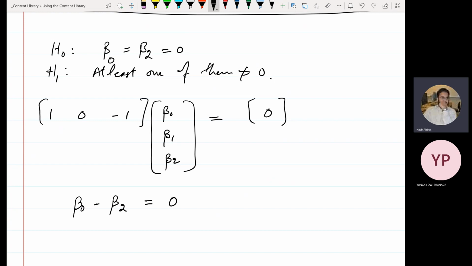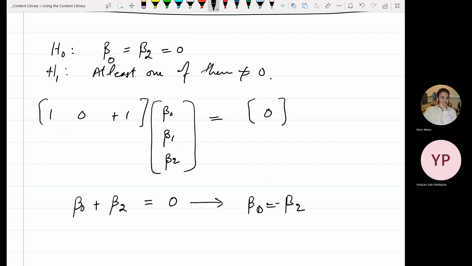Is it equivalent to that H naught? It's not. This is equivalent to saying that beta naught equals beta 2, but not equal to 0. They are equal to each other. They may be 2, they may be 7, they may be 19, but they are equal to each other, not equal to 0. Let's say if I make it plus, this will become plus, this will become minus, still not equal to 0.